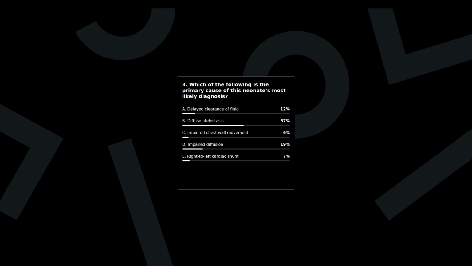This has been a pretty confident crowd here tonight. Not seeing a mixed bag often, with at least half of you going for one choice over the others. In this case, that was answer choice B, diffuse atelectasis. Some of you went with impaired diffusion, and then a few went with delayed clearance of fluid, impaired chest wall movement, and right to left cardiac shunt. But again, we seem to have pretty good consensus here. So I'm going to go ahead and close the poll.